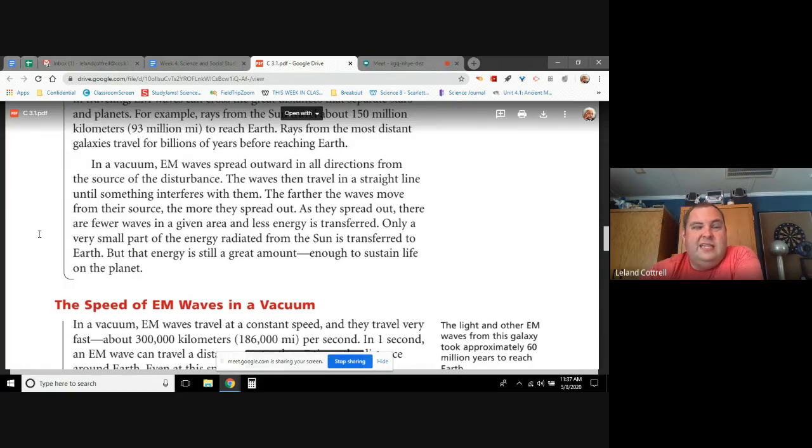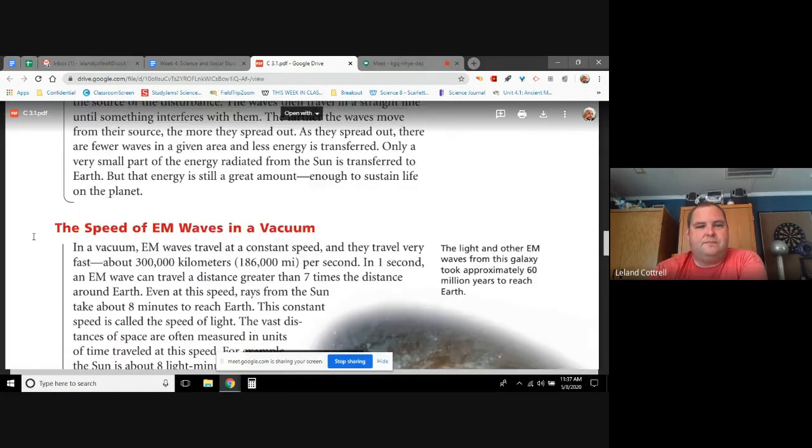In a vacuum, EM waves spread outward in all directions from the source of the disturbance. The waves then travel in a straight line until something interferes with them. The farther the waves move from their source, the more they spread out. As they spread out, there are fewer waves in a given area and less energy is transferred. Only a very small part of the energy radiated from the sun is transferred to Earth, but that energy is still a great amount, enough to sustain life on the planet.